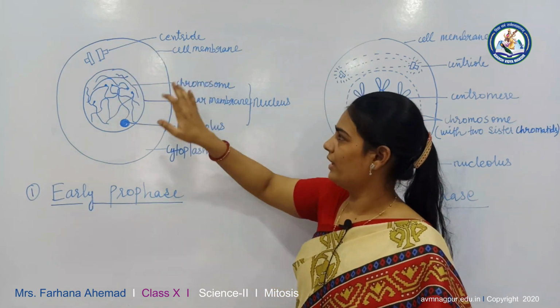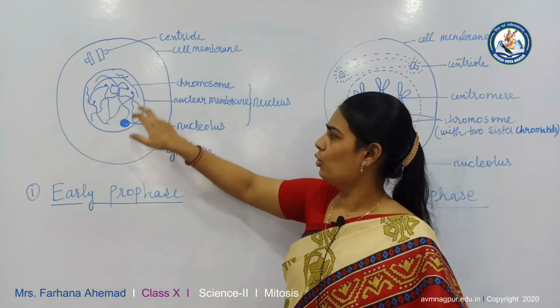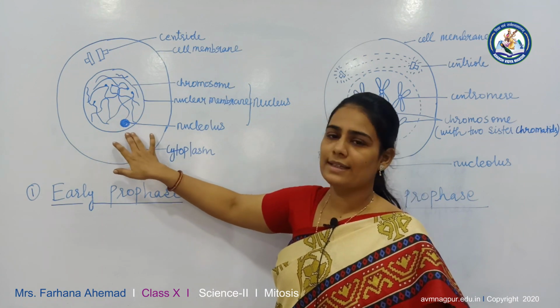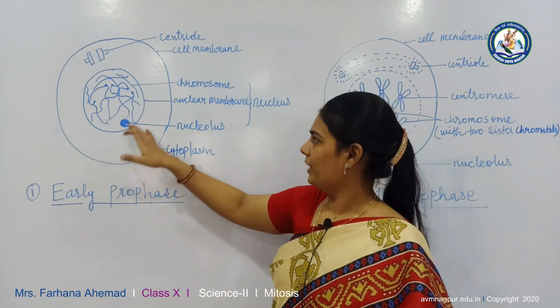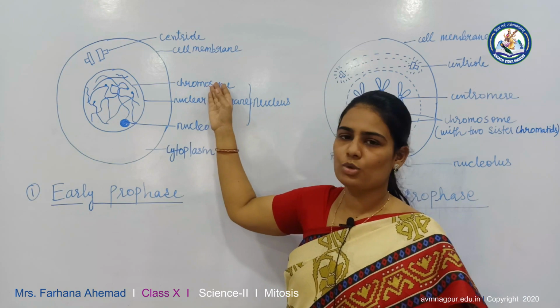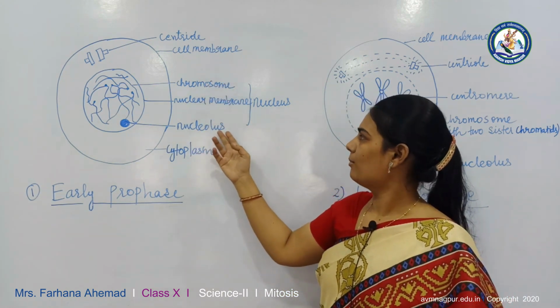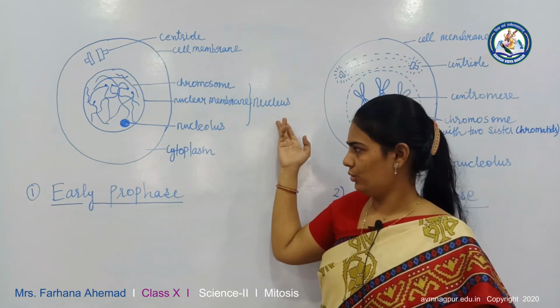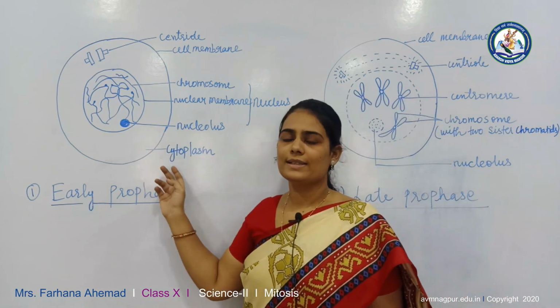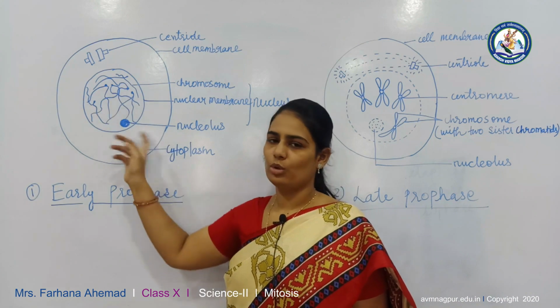Also this is the cell membrane, and this is chromosome, this is nucleus, and this is the nuclear membrane. All these components, that is chromosome, nuclear membrane and nucleolus, combine and form a complete nucleus. After that, this is the cytoplasm which is present outside the nucleus.